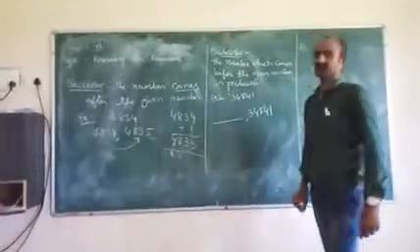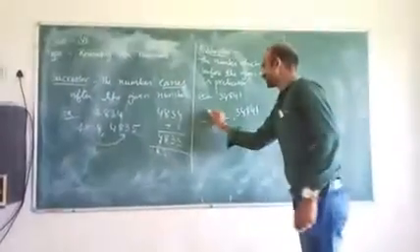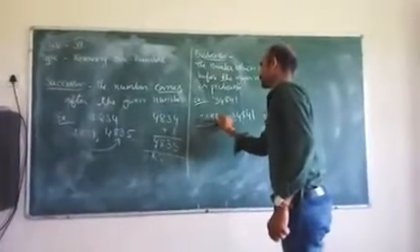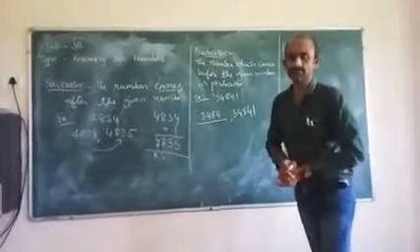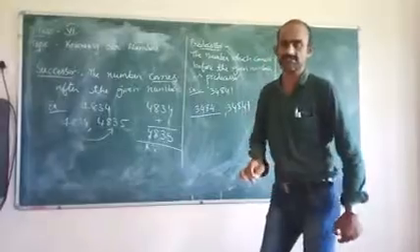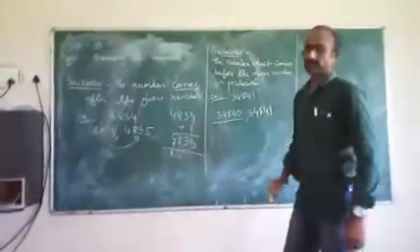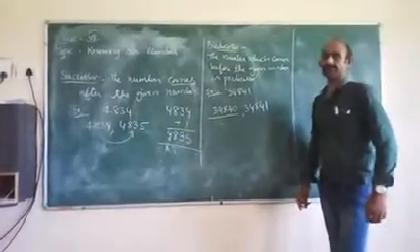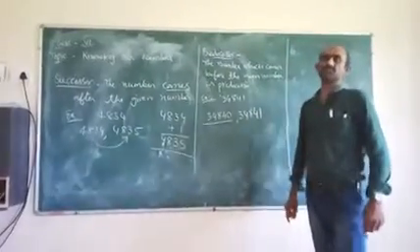Before number is the predecessor. So the before number is 3, 4, 8, 4, 1. Before 1, what comes? 0. So the predecessor of 3, 4, 8, 4, 1 is 3, 4, 8, 4, 0.